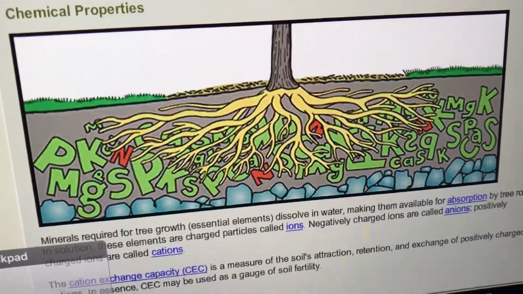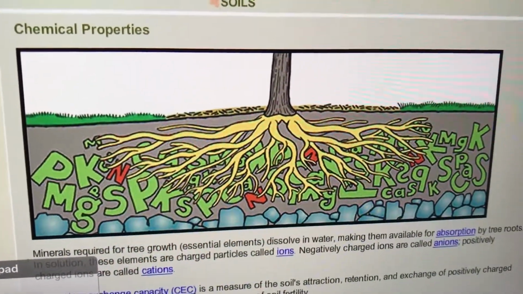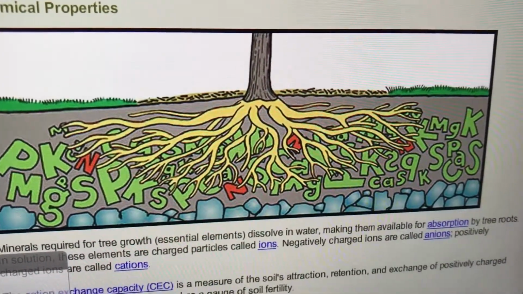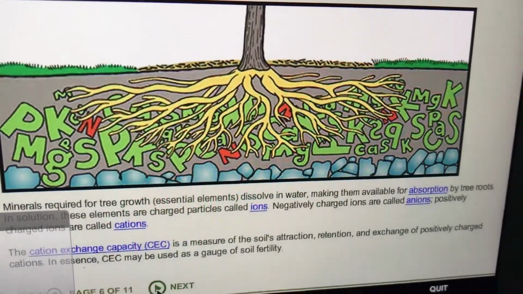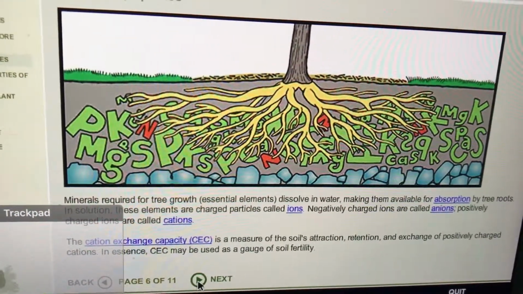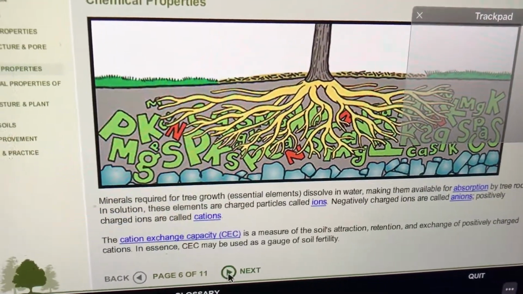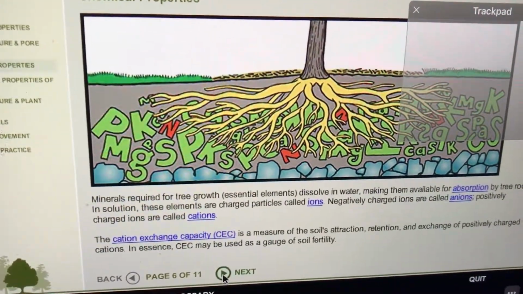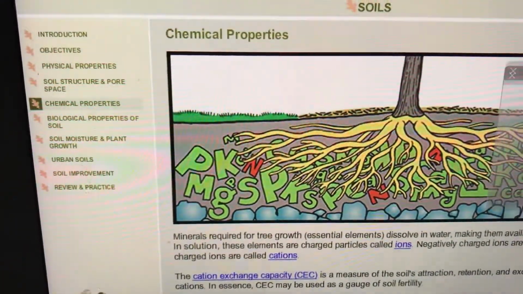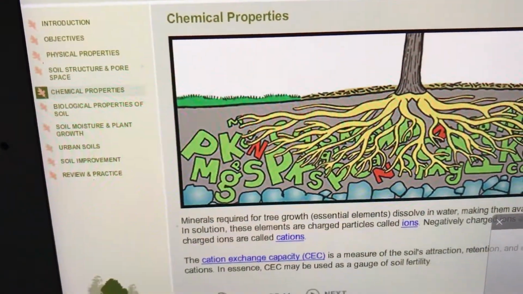Minerals required for tree growth, essential elements, dissolve in water, making them available for absorption by tree roots. In solution, these elements are charged particles called ions. Negatively charged ions are called anions. Positively charged ions are called cations. The cation exchange capacity, CEC, is a measure of the soil's attraction, retention, and exchange of positively charged cations. In essence, CEC may be used as a gauge of soil fertility.